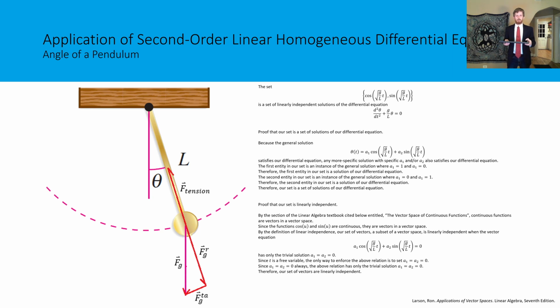Considering the components of the general solution that are combined to form the general solution in a linear combination, those components are themselves solutions of our differential equation. And those components are linearly independent. Here's a proof that our set is a set of solutions of the differential equation, and that our set is linearly independent.